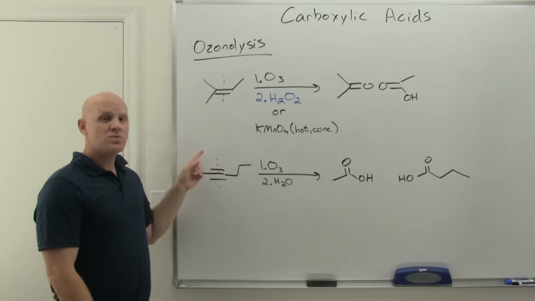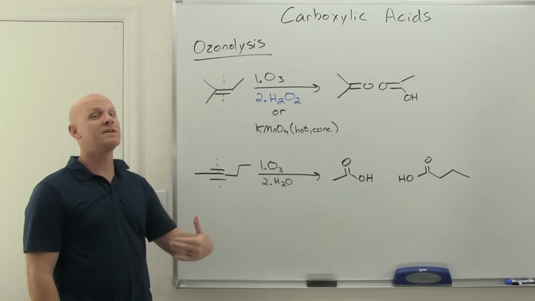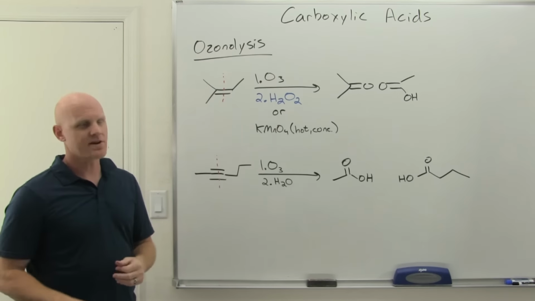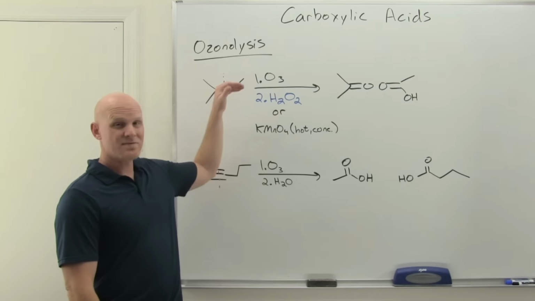Now, one thing to note: if you did this with a terminal alkyne, keep in mind that the carbon at the terminus would end up as carbon dioxide instead, which obviously is not a carboxylic acid, but just a reminder of the reaction here. Cool, so that's ozonolysis of alkenes and alkynes.